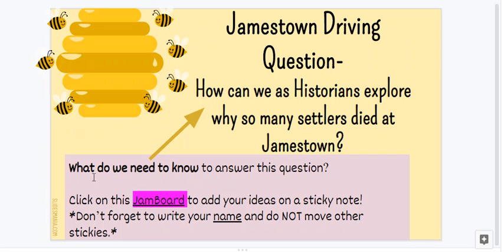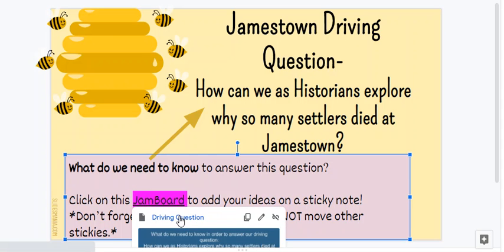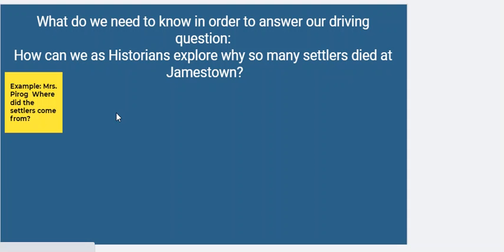The next thing you needed to do was click on this Jamboard to add your ideas to a sticky note. Don't forget to write your name and do not move other stickies. We've had a little bit of trouble with that in the past, so really make sure you're not moving anybody else's sticky. So you were to click here, go to the Jamboard, add your sticky note, and remember, you're just using the sticky note tool. We're not using the laser pointer or anything else.